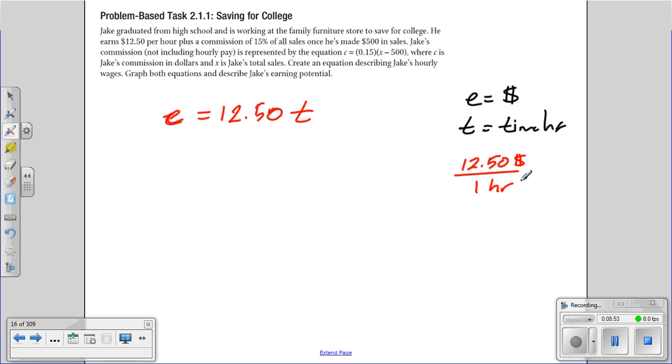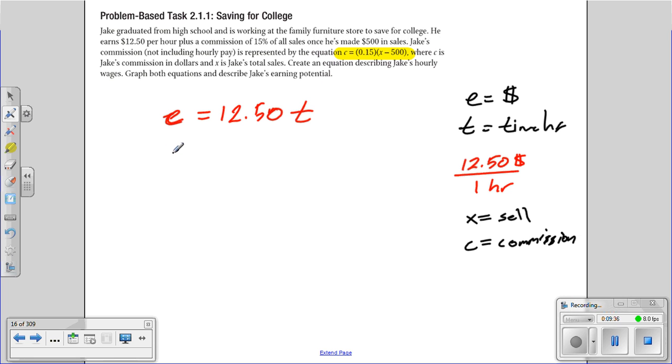Now the second equation is commission. So it says after he sells $500, then he makes 15% of everything that's left. So notice they give you that function right here, where C is the amount of commission he makes, and X is how much he sells. So let's identify those variables over here. So X is how much he sells, and notice C is the commission. Sorry, my pen's running low there. My S's kind of disappeared there. Those should be S's. Okay, that's better.